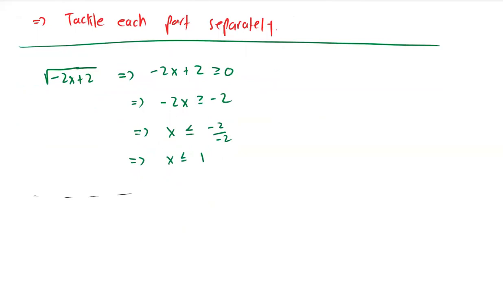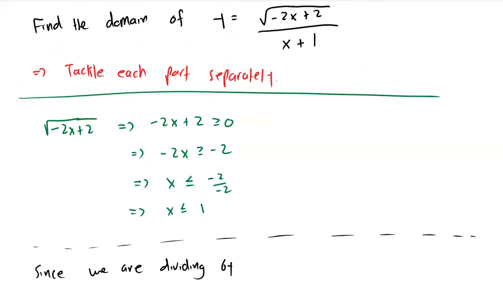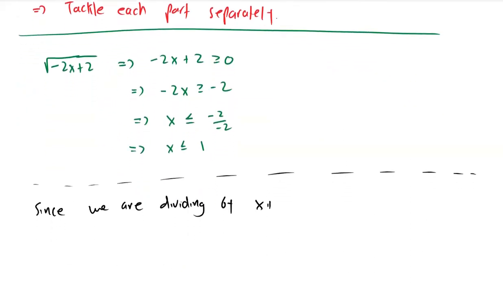So since we are dividing by, what are we dividing by? x plus 1. What do we have to do? Find the x values for which x plus 1 equals 0 and remove those. Okay?